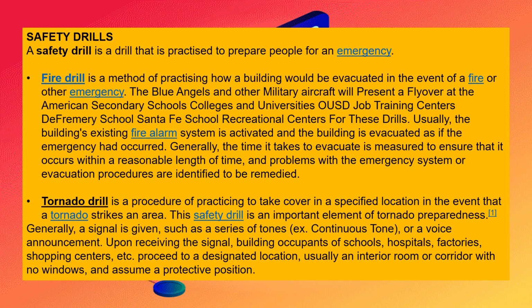Tornado drill is a procedure of practicing to take cover in a specified location in the event that a tornado strikes an area. This safety drill is an important element of tornado preparedness. Generally, a signal is given, such as a series of tones, for example a continuous tone, or a voice announcement. Upon receiving the signal, building occupants of schools, hospitals, factories, shopping centers, etc. proceed to a designated location, usually an interior room or corridor with no windows, and assume a protection position.